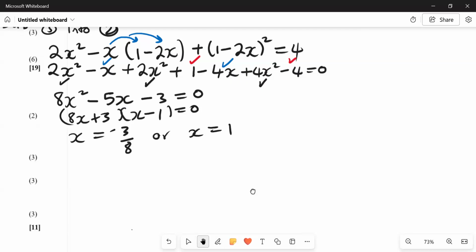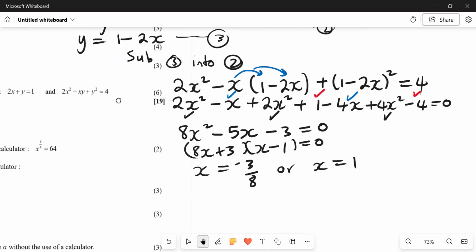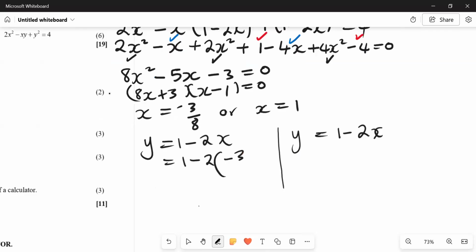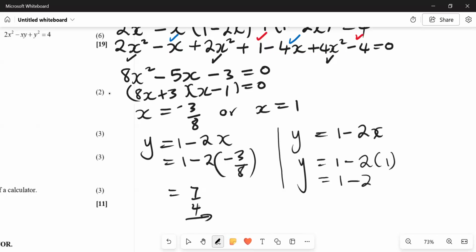Go back to our equation 3, that's y equals 1 minus 2x. So we have to substitute. So y is equal to 1 minus 2 times minus 3 over 8, which gives us 7 over 4. And then y is equal to 1 minus 2, there's positive 1 there. This is 1 minus 2, which is equal to negative 1. Now you go to your y and your x.